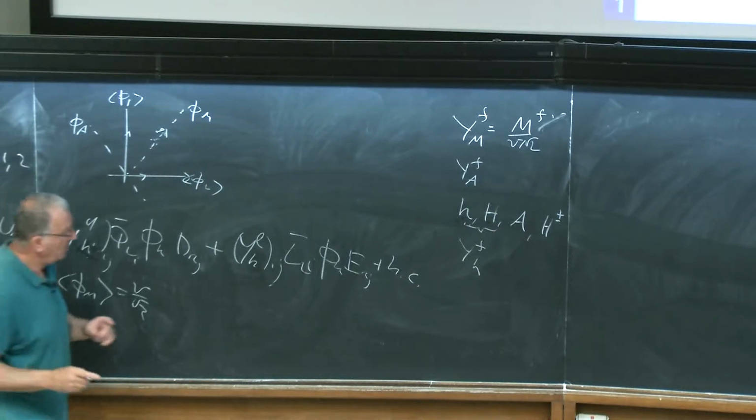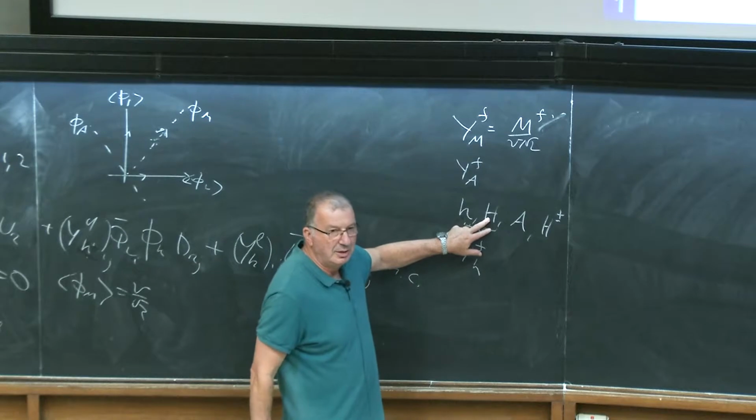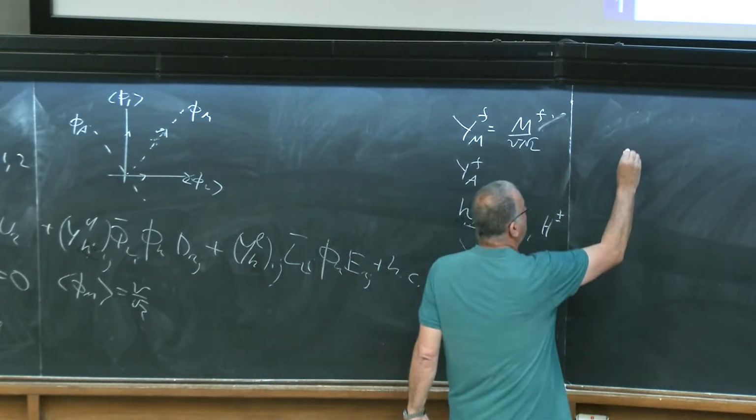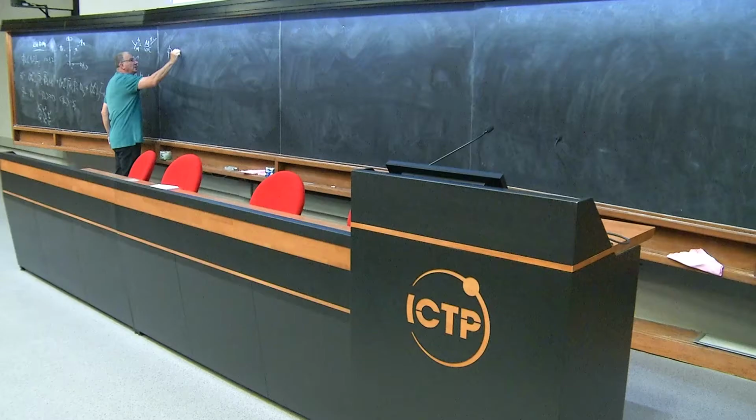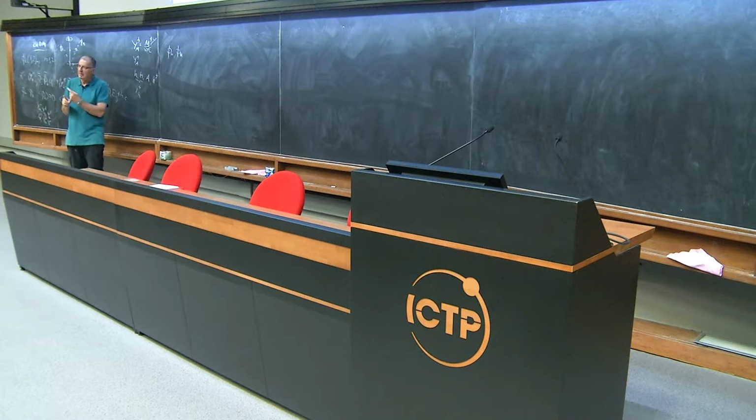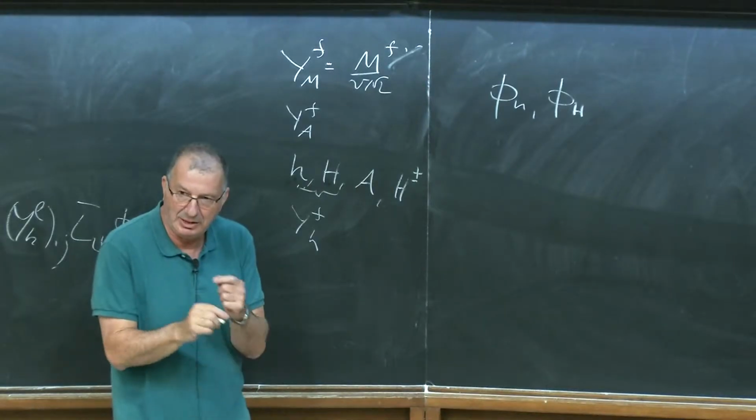And so this H and H define another basis of 2 Higgs doublet, phi H, phi h, the doublet that contain the 2 mass eigenstates. These are the mass eigenstates. The doublet that contain the 2 mass eigenstates, little h and capital H.